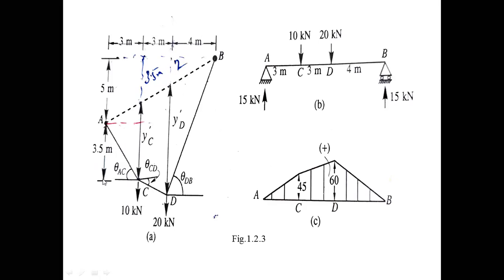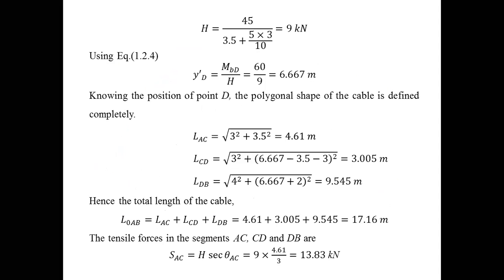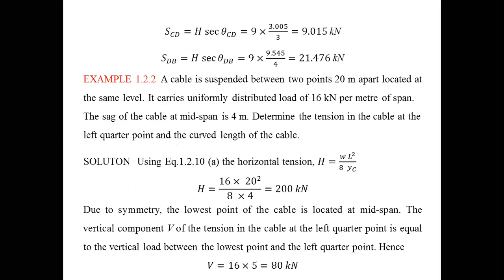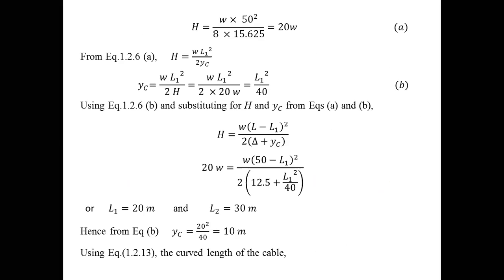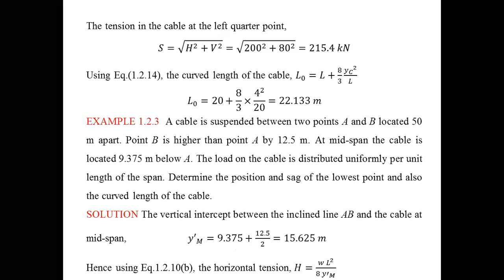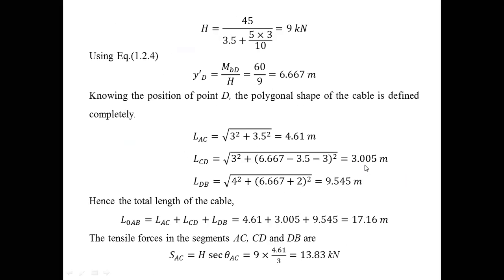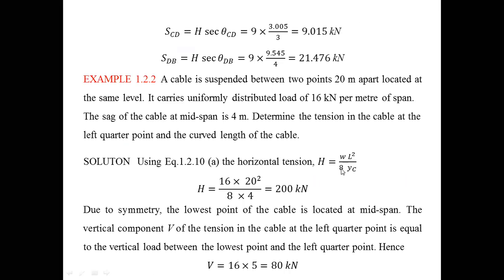Draw the parabolic cable subject to uniform distributed load. And let us take figure B, a simply supported beam subjected to uniform distributed load of 16 kilonewton per meter over a length of 20 meters, and find the reactions and draw the bending moment diagram, figure C. What is the bending moment diagram? WL square by 8. So H is equal to WL square by 8 YC.